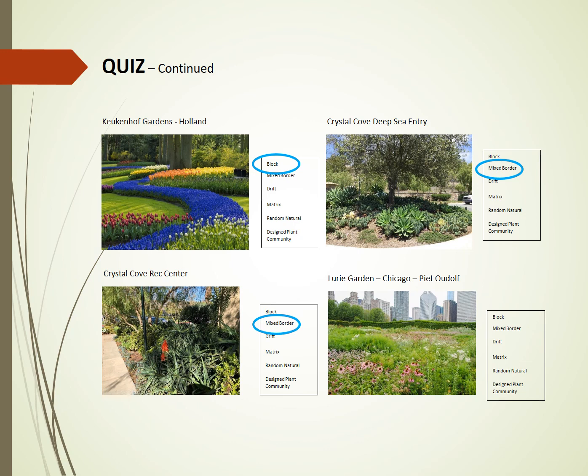And then the Lurie Garden in Chicago by the famous landscape architect Piet Oudolf. And it appears to be a drift planting model. And you can see intermingling areas containing more than one species. But since it's designed by Mr. Oudolf, who knows more about plants than anyone I will ever meet, it is probably also a designed plant community that will succeed and change over time, all by design.